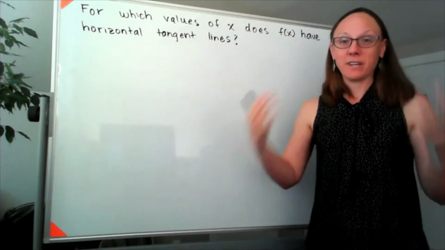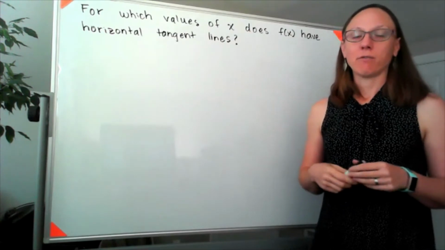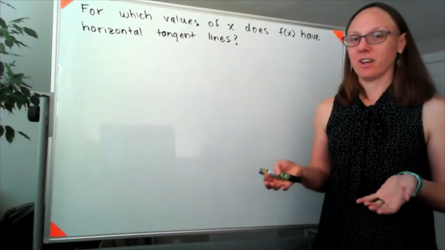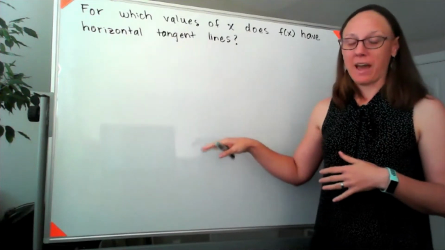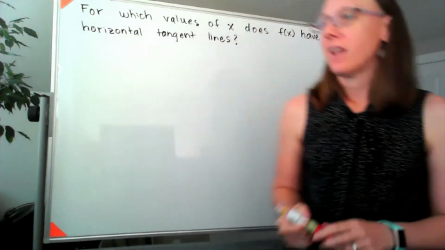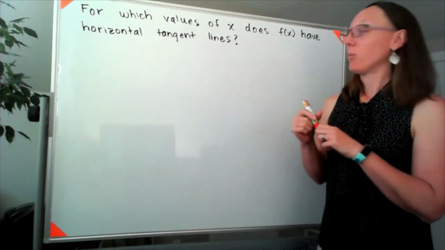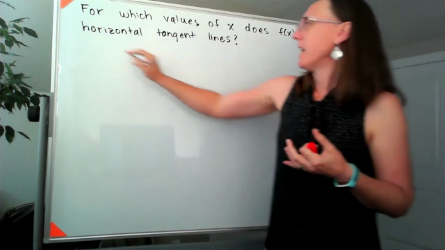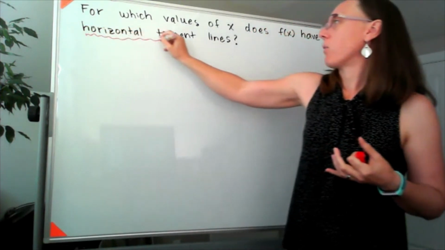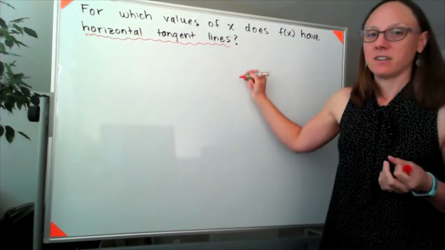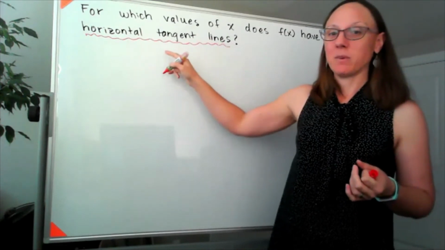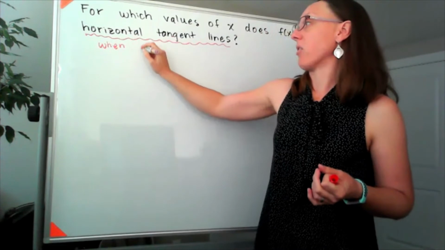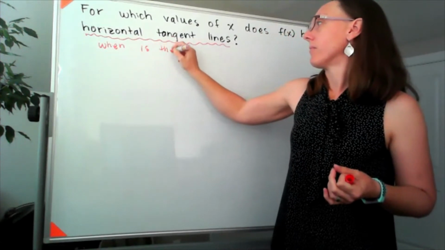Okay, here's my instructions for the next one. For which values of x does f of x have horizontal tangent lines? Before I even tell you what f of x is, I want to make sure that we kind of see the big part of this, and that is if we have horizontal tangent lines, that's the same as asking when is the slope equal to 0.